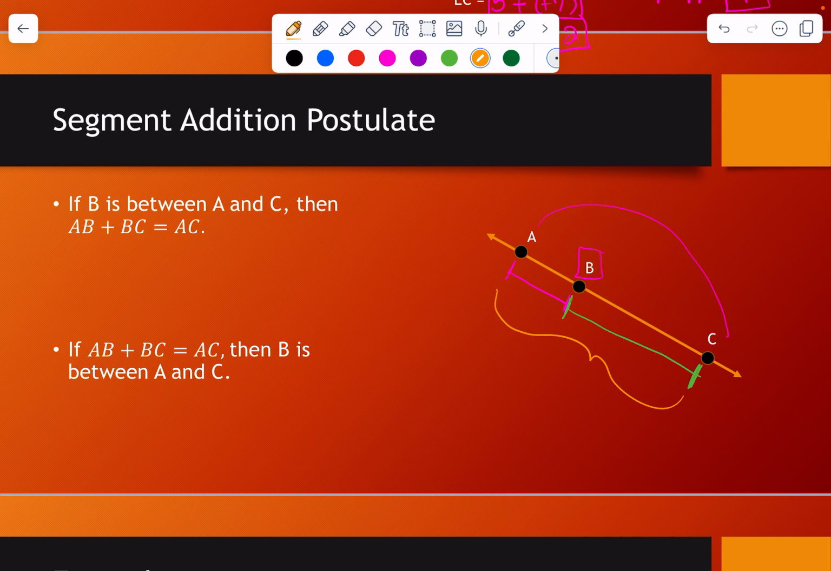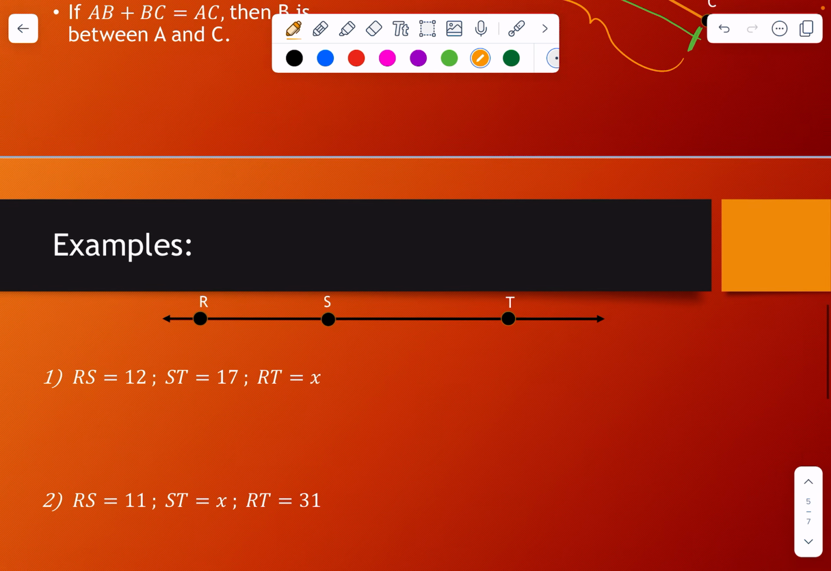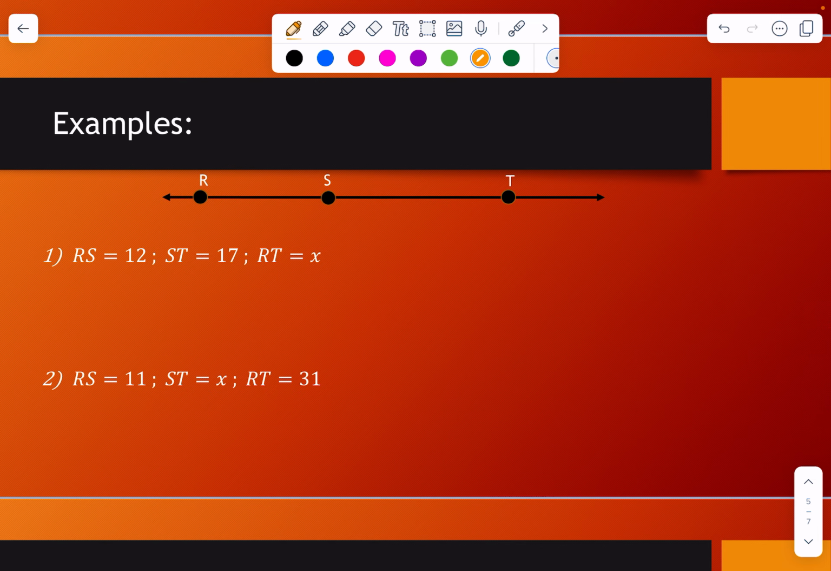Okay? So also we can reverse it. If AB plus BC equals AC, then that tells us that B has to be in the middle. In other words, if we have a line segment and it's cut up into pieces, we can take those pieces and add them together, and it will give us the full measurement of the length. So let's try a couple of them.